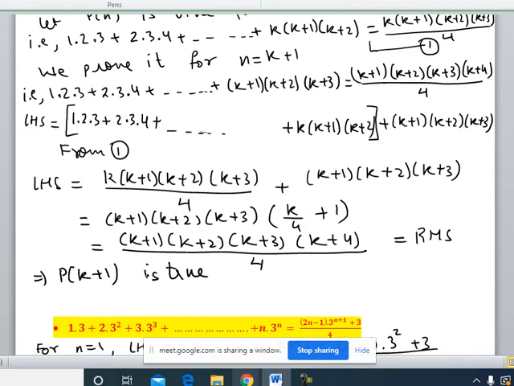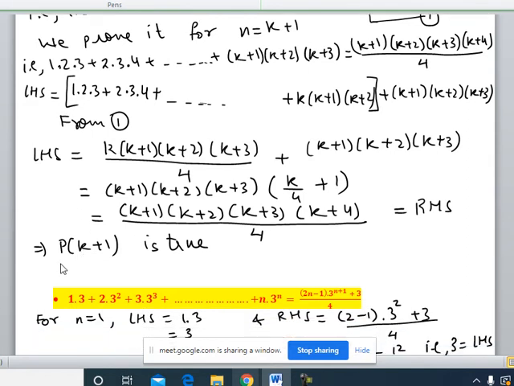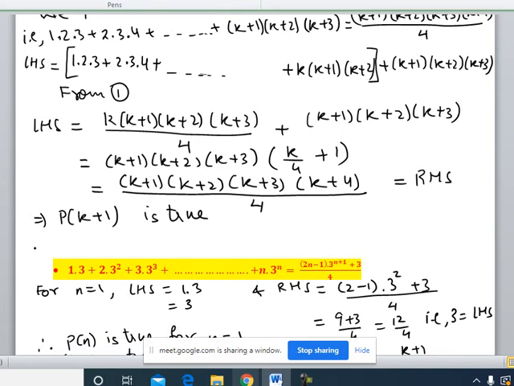As I told you in the previous session, the general notation for the statement is Pn, that means the statement in terms of n. Because here n is replaced by k plus 1, we are writing the statement is true for k plus 1. So Pk plus 1 is true means it is true for n equal to k plus 1. Now once this is established, we can write: therefore, Pn, that means the general statement, is true for all n belonging to the set of natural numbers.